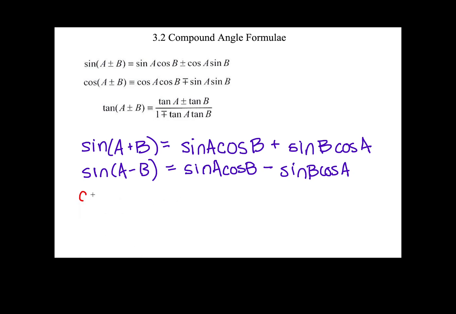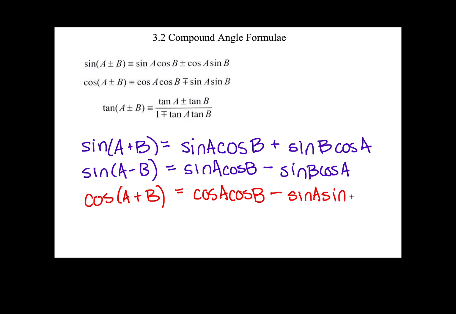For cosine, we do cosine of the first angle times cosine of the second angle, and then we switch the sign. Becomes minus, and then sine of the first angle times sine of the second angle. So then the only thing that would change if I switch it to subtraction in here is that the sign in the middle becomes the opposite, which is positive.